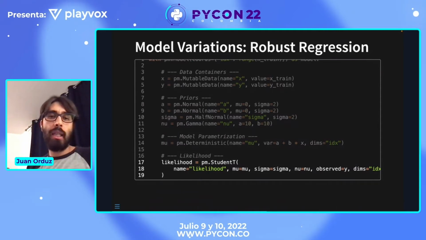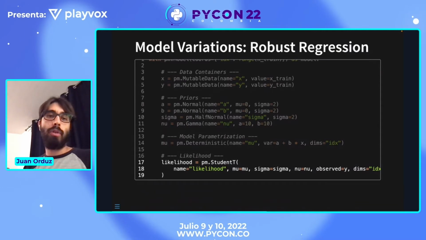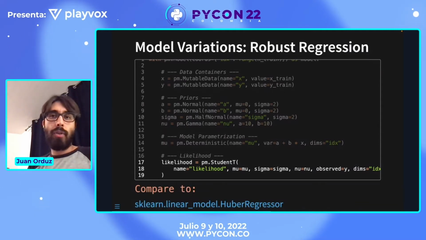And this comes very handy if you have outliers, right? Because if the tails are a little bit fatter, then the model won't care as much about these outliers, or points away from the distribution, as it would with a normal distribution. This is what is called robust regression, where these models are going to be less sensitive to huge outliers.